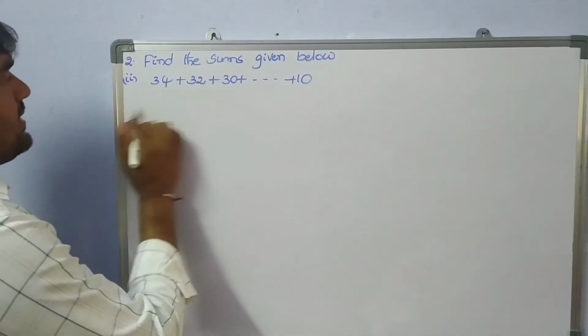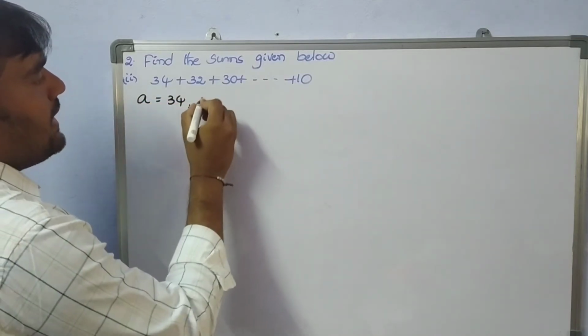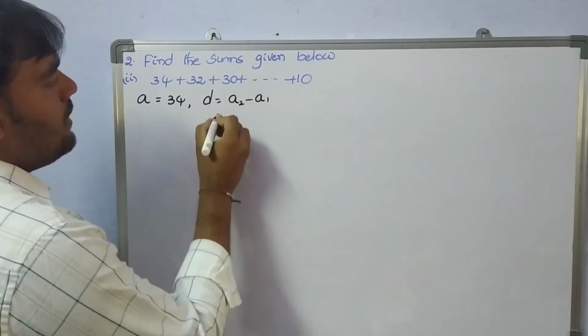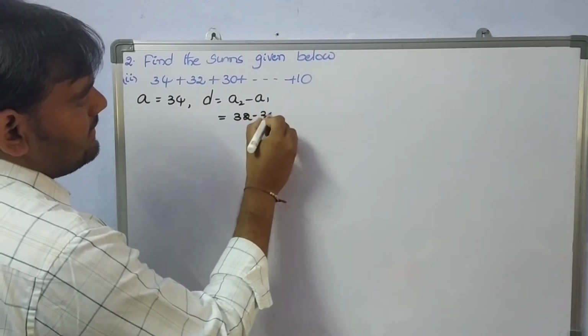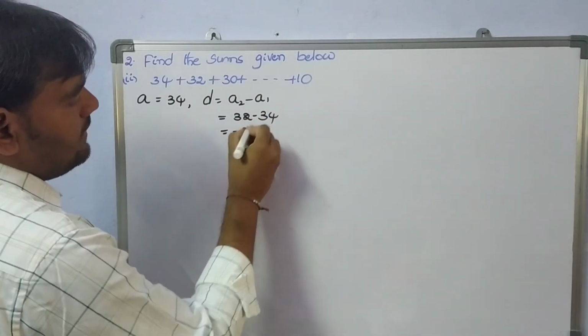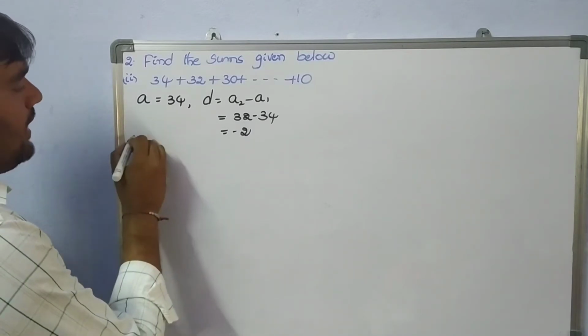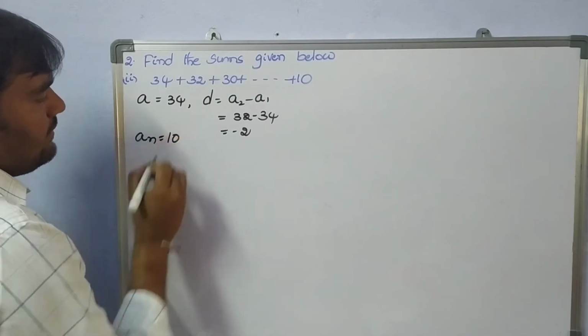Now here, first thing, a is equal to 34. Next, the common difference, d is equal to a2 minus a1. So what is the value of a2? 32 minus 34. So its value is minus 2. After that, an is equal to the last term, that is 10.